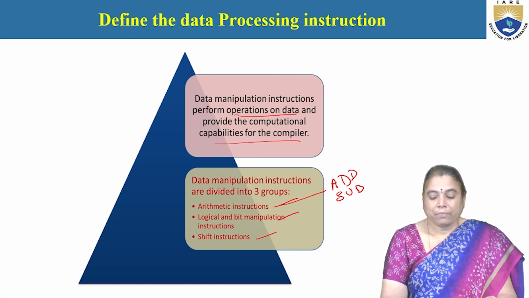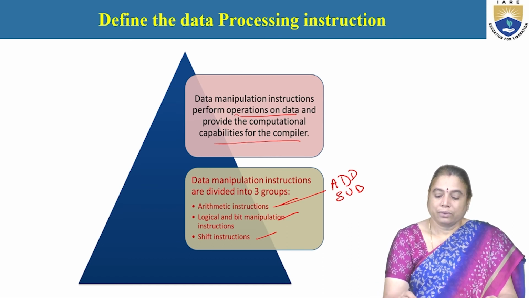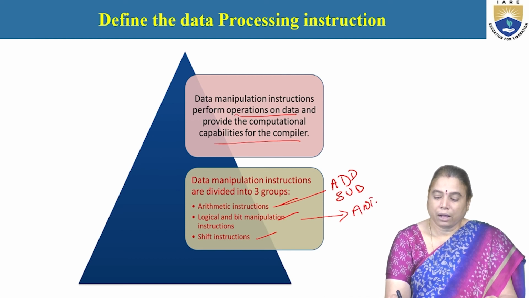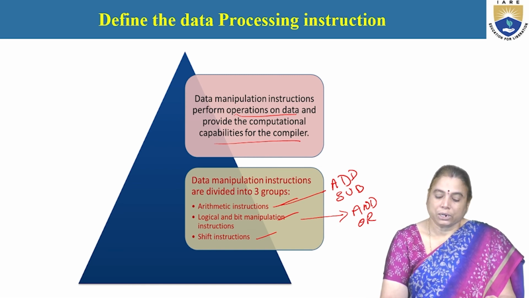The second variety of data processing instructions are logical and bit manipulation instructions. The register bits can be manipulated here, and decision-making capacity can be provided to the computer with the help of logical and bit manipulation instructions. The general instructions in this category are AND, OR, XOR. All these come under the category of logical or bit manipulation instructions.